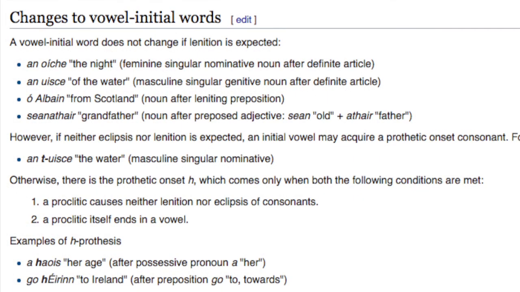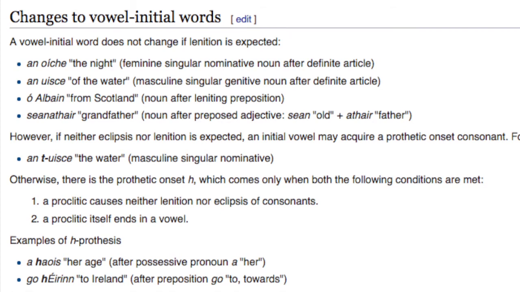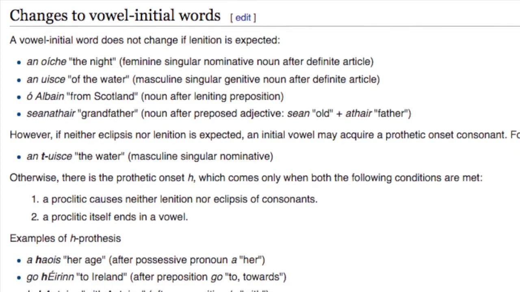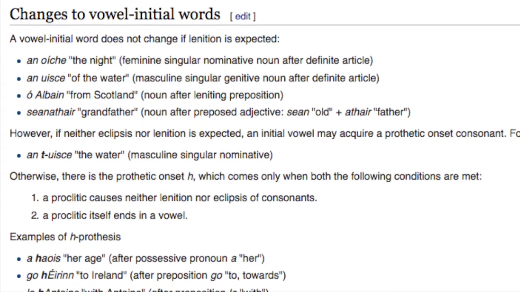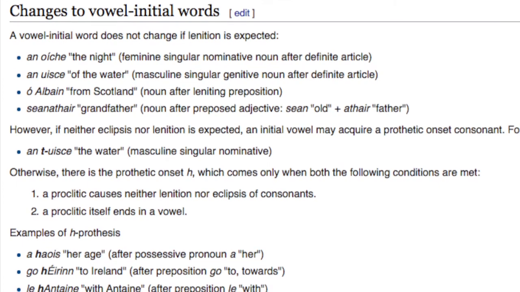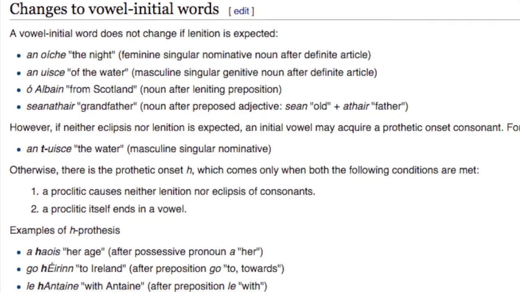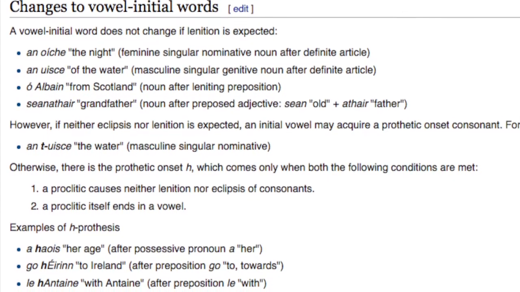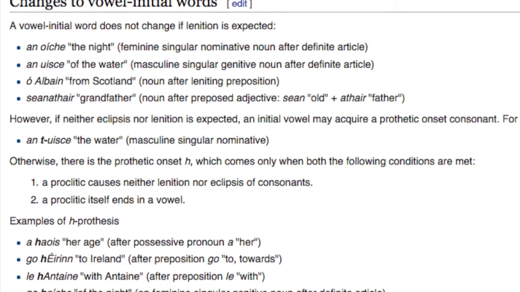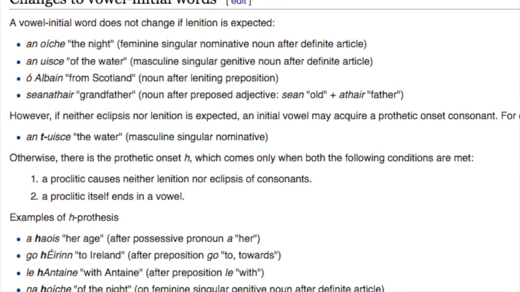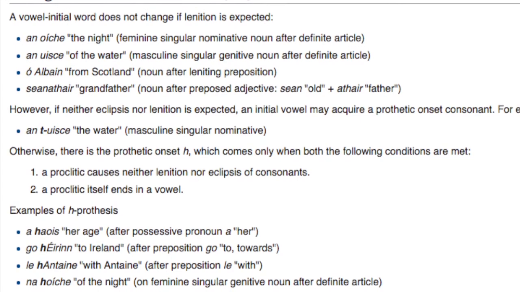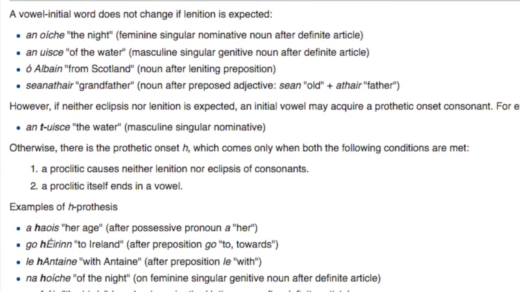Changes to vowel initial words. A vowel initial word does not change if lenition is expected. For example, n-ithe, the night, which is a feminine singular nominative noun after the definite article. N-uisce, of the water. O Alban, from Scotland. Shay-nathair, grandfather. However, if neither eclipsis nor lenition is expected, an initial vowel may acquire a prothetic onset consonant. For example, on tishke, the water.